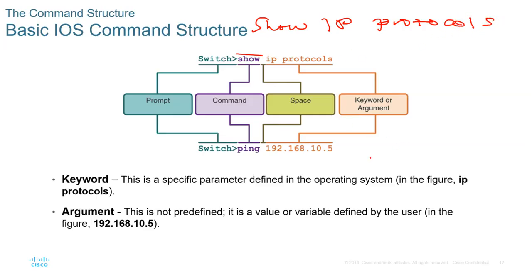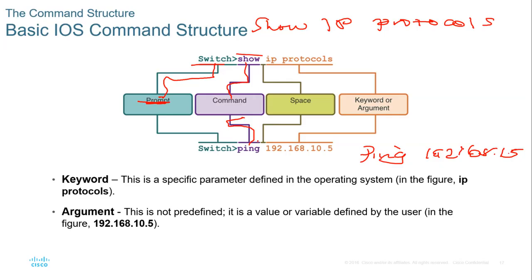Then we have the ping command, and then 192.168.1.5. As you can see, this is a prompt, the mode. And then we have the command, which is show. So even this, the ping, it's a command.